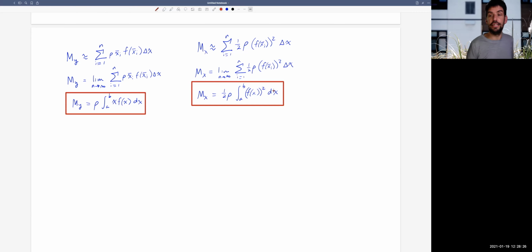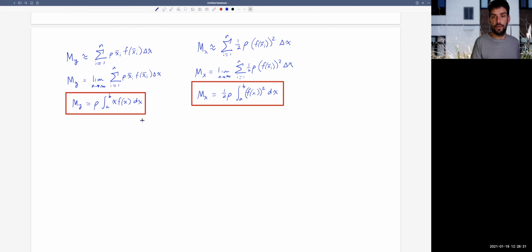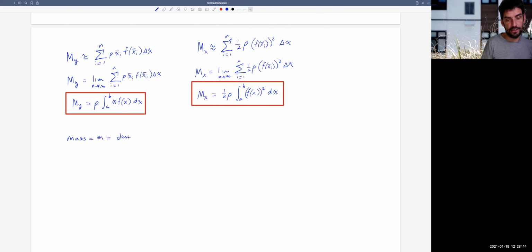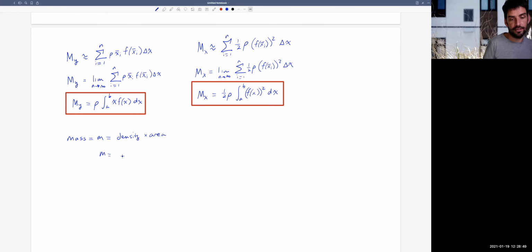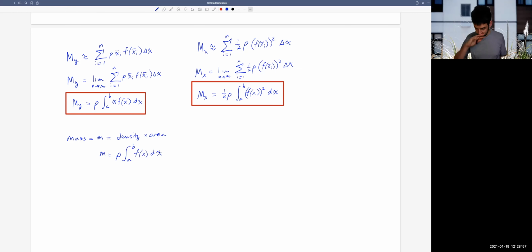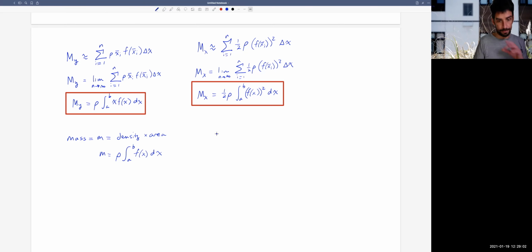All right, let's add one piece to this. We want the total mass. So remember the total mass, we use a little m, is going to be the density times the area. So in this case, that's rho. Well, the area we know is just the integral of f of x over that interval, okay? So there's our mass.